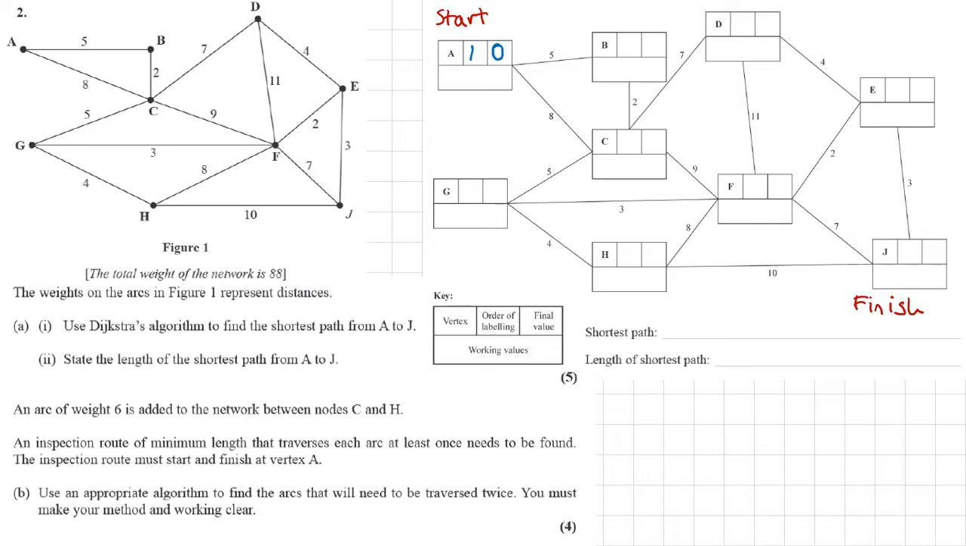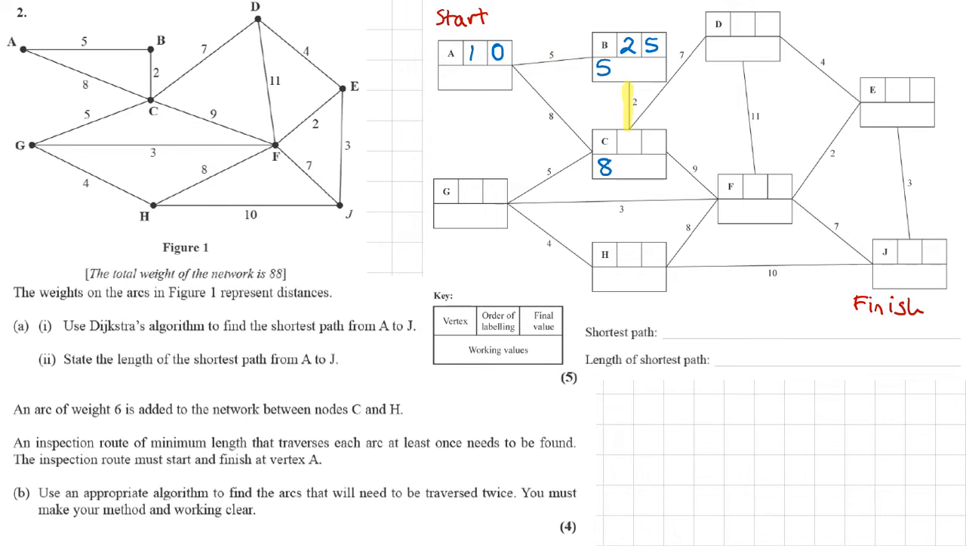We next look at the vertices which are directly connected to that vertex, the one with the lowest weight, which is going to be 0 anyway. And then we can put in some working values of 0 plus 5, which is 5, and 0 plus 8, which is 8. I pick the vertex that has the lowest working value, and that's going to be B, which has 5, and I'm going to make that the final value, so this will be the second vertex that I label.